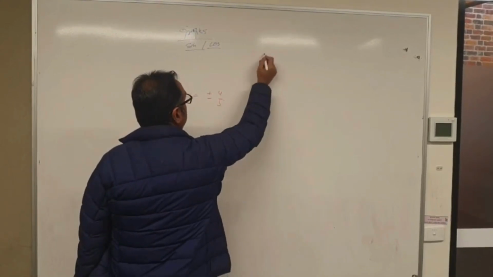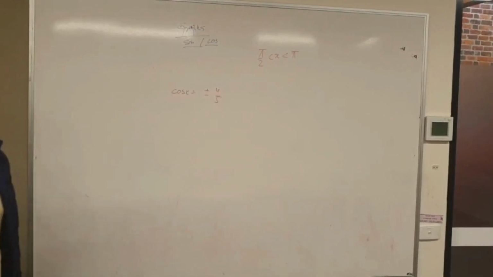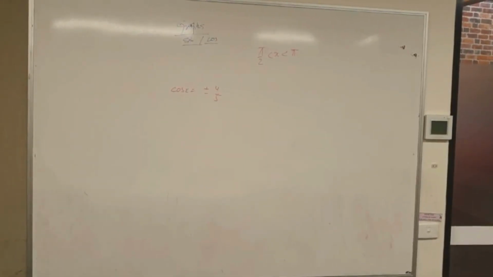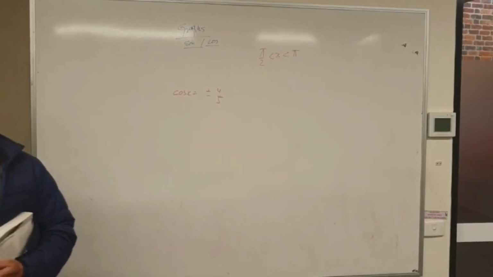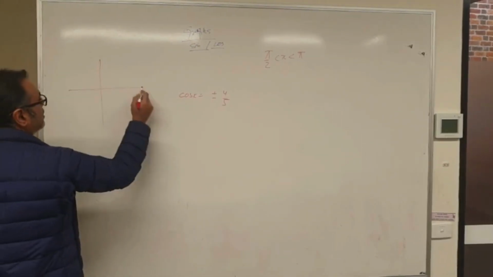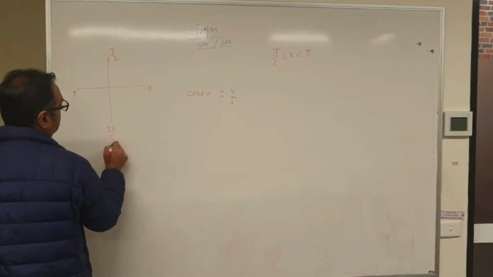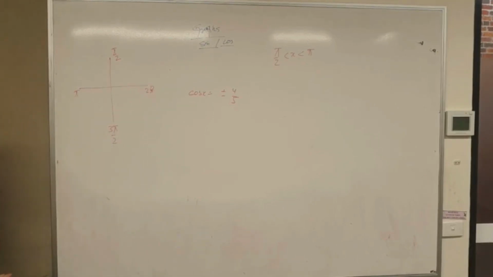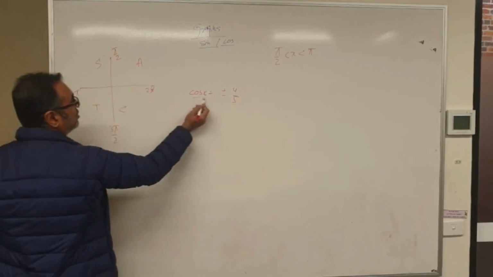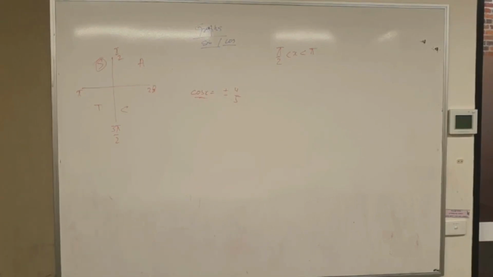Now, I had given the domain to be pi by 2 to pi. Which quadrant is this? Is it the first quadrant? Pi by 2, okay, see. It's the second: 0, pi by 2, pi, 3 pi by 2, and 2 pi. It's the second quadrant. So in the second quadrant, your ASTC tells you what? Cos should be negative, and hence it is minus 4 over 5.